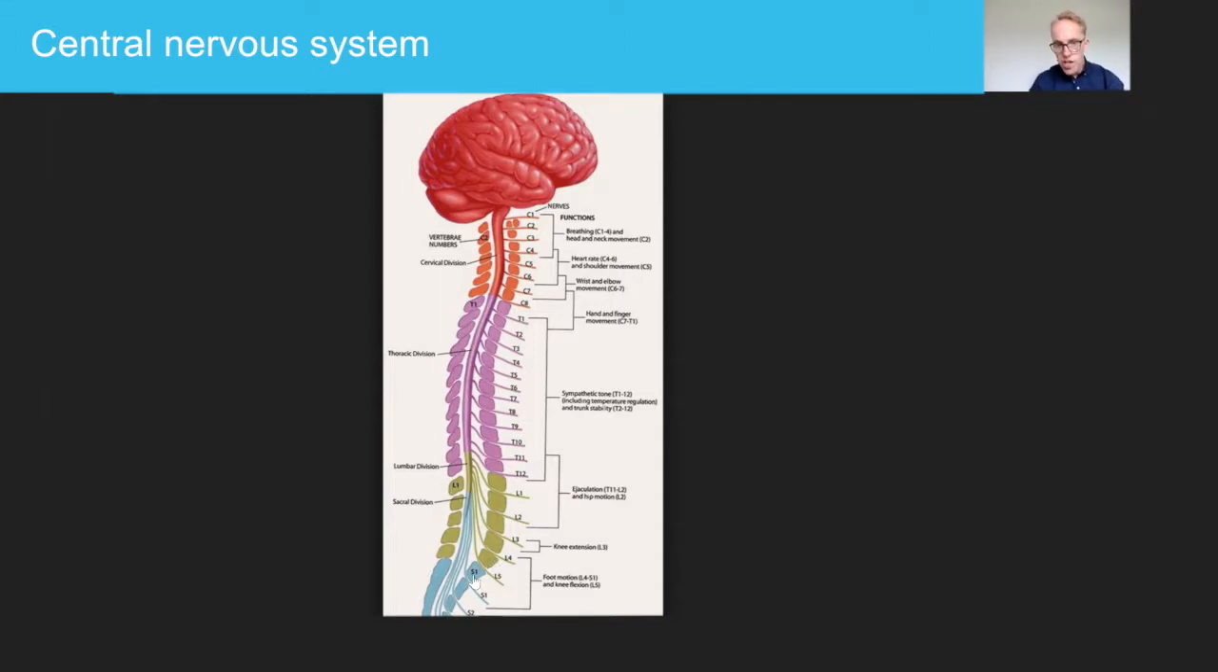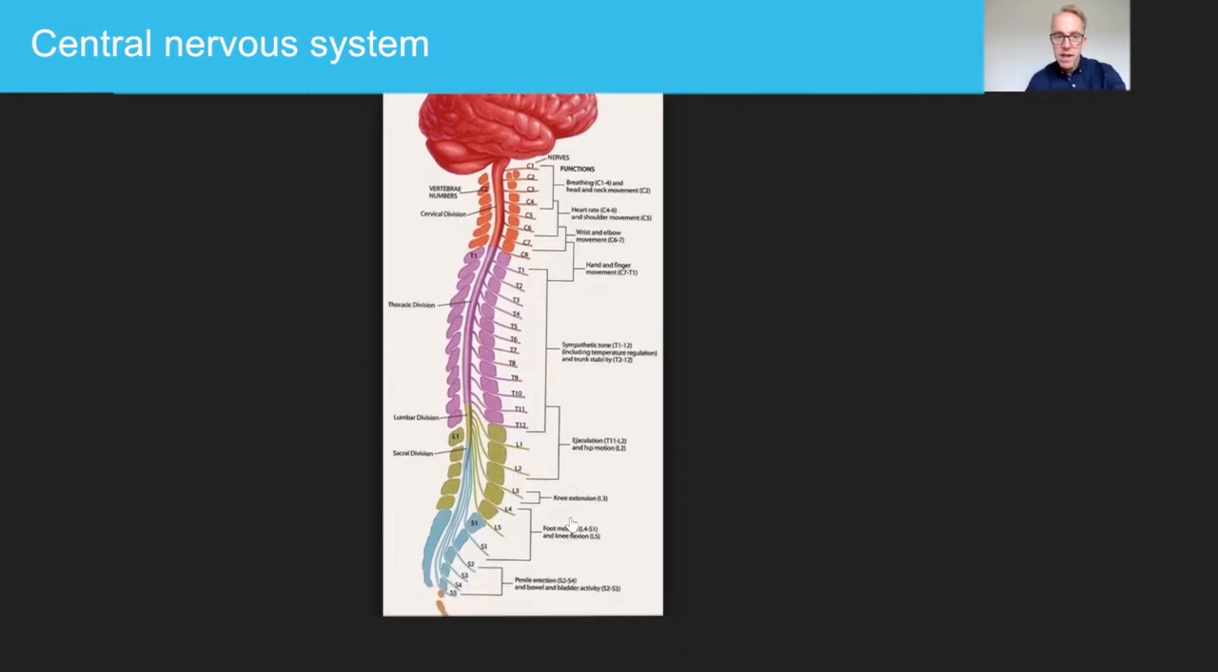Now, not all texts consider the sacral part to be part of this system, but quite clearly here you can see it is. And the reason it clearly is that you can see that the nerves are still exiting the spinal cord all the way down to S5.